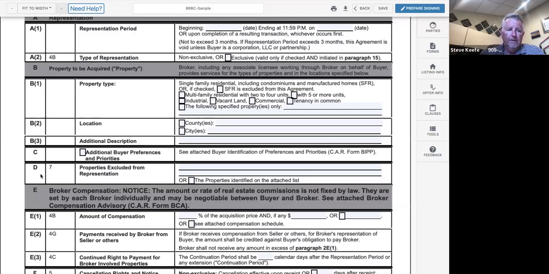And then paragraph D has to do with properties excluded from representation. So for example, if you talk to the buyer and they say, yeah, we made an offer on another property in Lake Arrowhead with another agent.